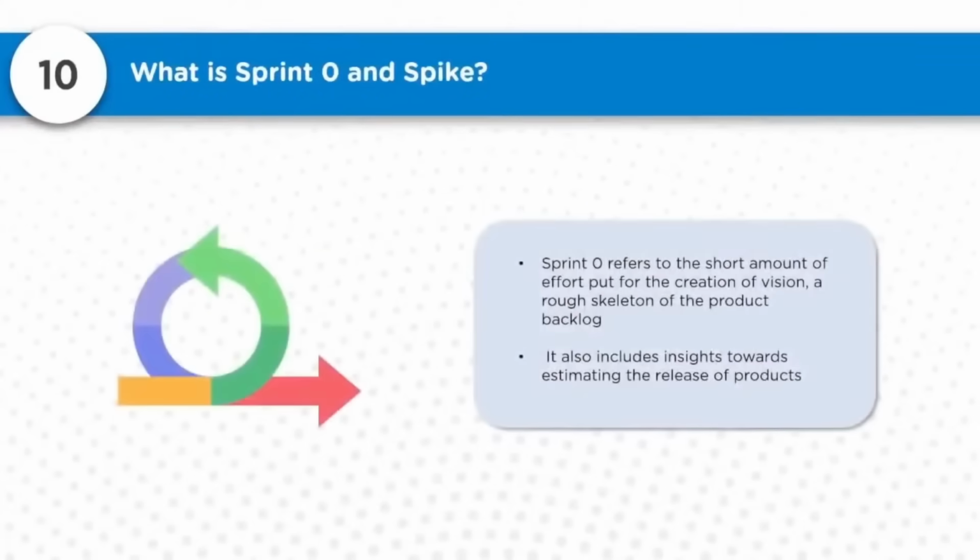So question number 10, what is Sprint Zero and Spike? So the term Sprint Zero refers to the short amount of effort put into creation of vision, a rough skeleton of the product backlog. Now we do this whenever we need to understand how things look, to get certain insights. This also includes insight towards estimating the release of products. So you get some vision, you get some clarity, right?